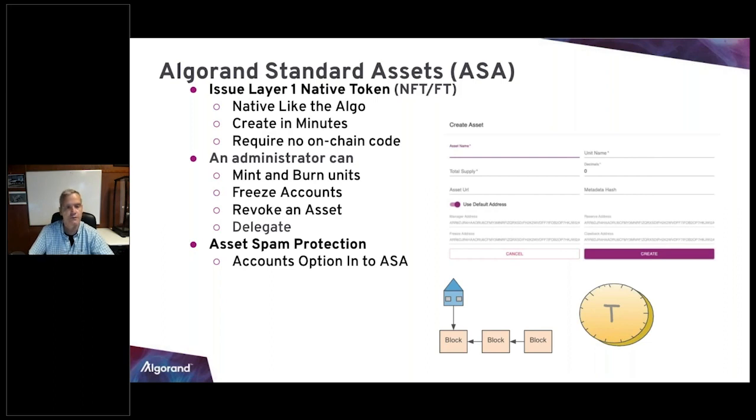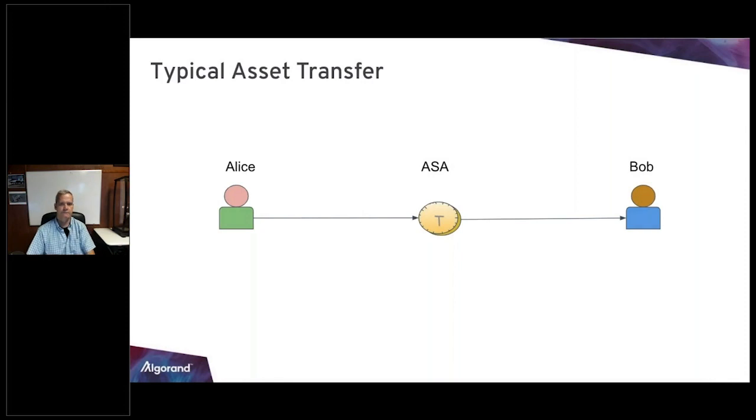Typically, when you want to transfer a token, say from Alice to Bob, it's what we call an asset transfer transaction, and that's described in the developer documentation. I'll have links for all of this in the document tomorrow as well if you want to read through that. But it's just a standard asset transfer transaction, and it's incredibly simple to execute.